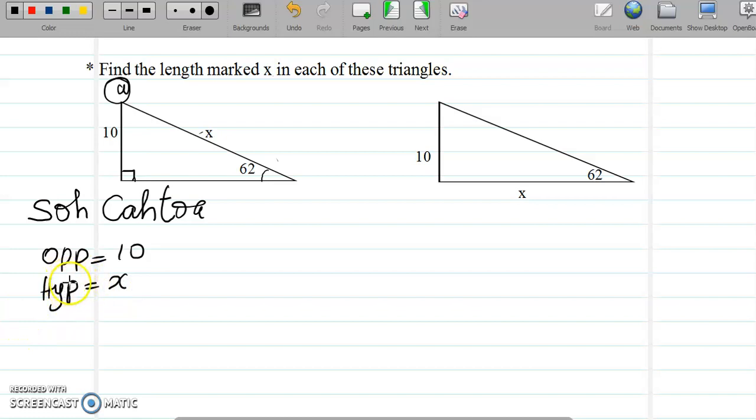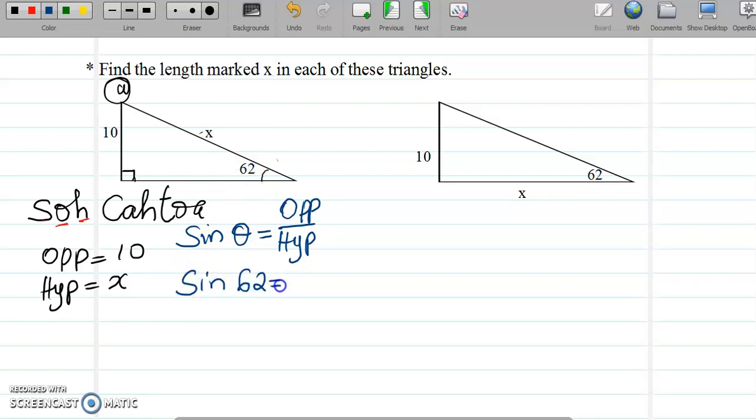Now, which ratio am I going to apply here? Here I have opposite and hypotenuse. Since I have opposite and hypotenuse, that means I'm using sine. So sine theta simply means opposite over hypotenuse. Theta is 62, so we have sine 62 is equal to opposite, which is 10, over hypotenuse, which is x. If I cross multiply, we have x is equal to 10 divided by sine 62.